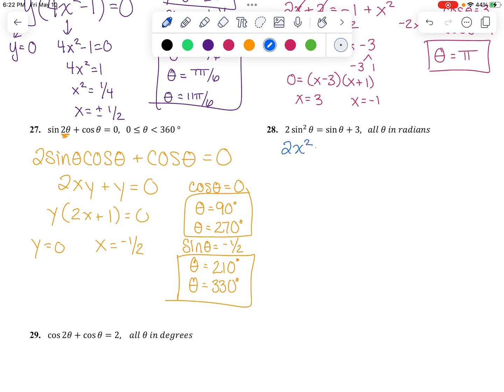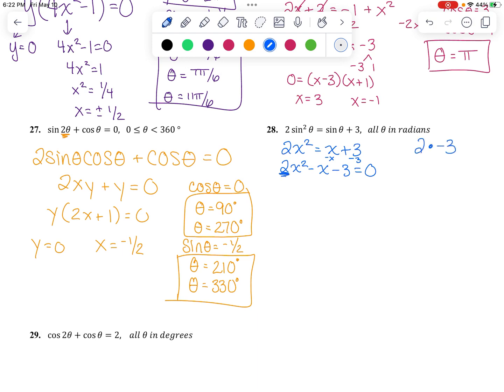Okay, 2 sine squared equal to sine plus 3. That's 2x squared equal to x plus 3. It's quadratic, so I get it equal to 0. Now, unfortunately, on this one, after I subtract the x and the 3, because I want my x squareds to be positive, that's why I subtracted those instead of subtracting the 2x squared. Unfortunately, I have to do the AC method here.